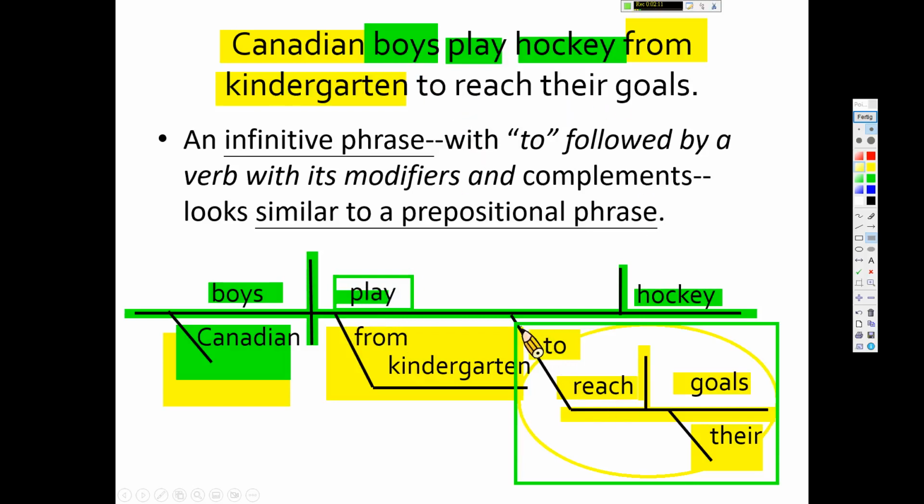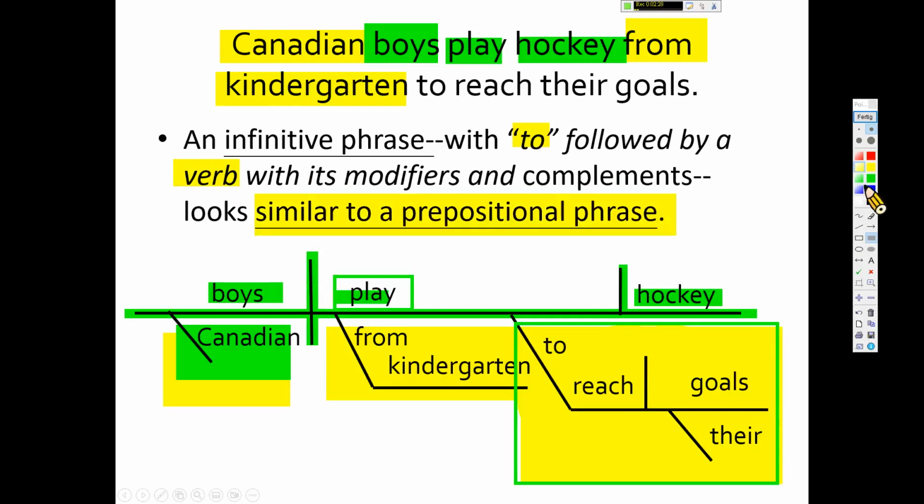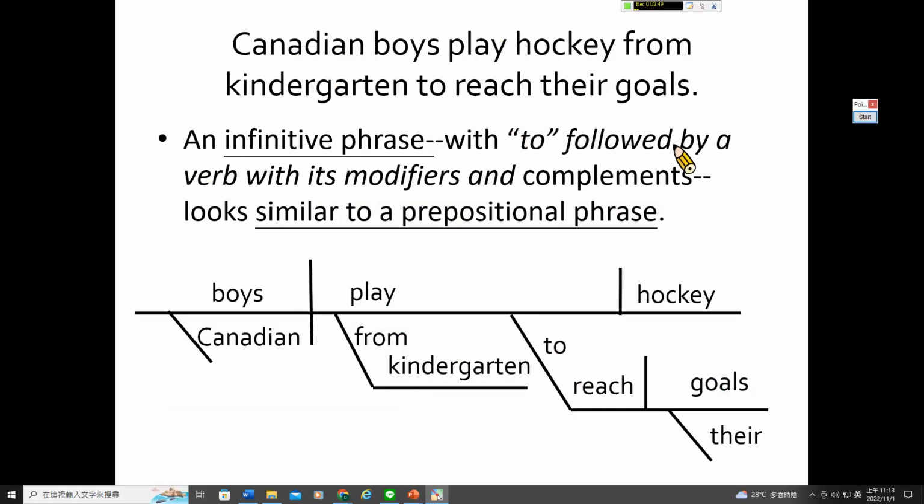To reach their goals. Basically, an infinitive phrase with "to" followed by a verb, its modifiers and complements looks very similar to a prepositional phrase. This is very similar, right? But the only difference is that we have to respect the horizontal line and the shorter vertical line to divide "reach" and "goal," verb and object. Okay, it's about the same, and we put it under the word it needs to modify. Okay, so this is how we use an infinitive phrase.